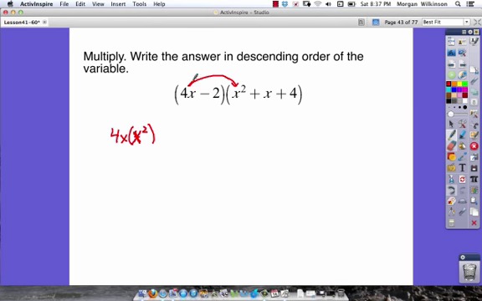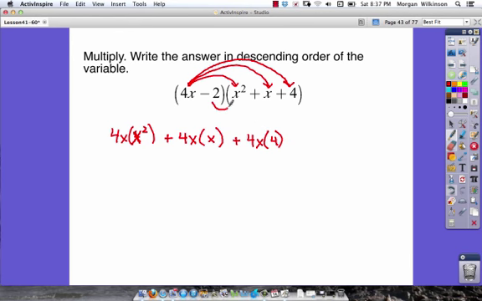Then we're going to multiply our 4x times x, so it's going to be plus 4x times x, and then we're going to multiply it against the last thing. That's the 4. So we're going to get plus 4x times 4. Fantastic. We've got the first half of our problem done.